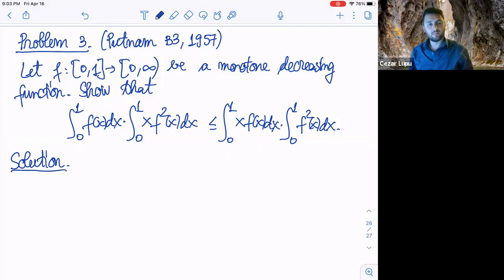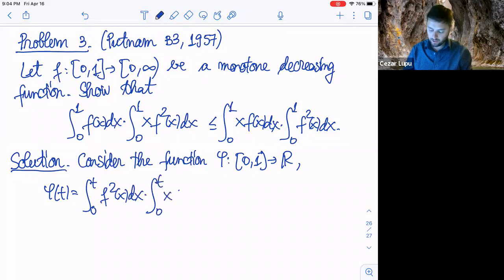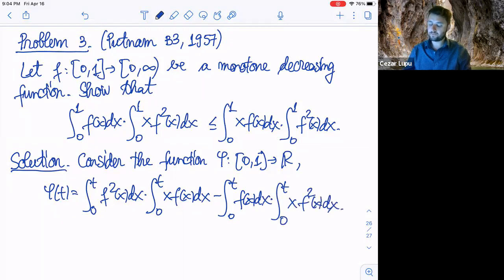As you can see, we have fixed bounds there, 0 and 1. So maybe we should keep one of them variable. So instead of 1 there, maybe we should consider some kind of a variable t. So now we're going to consider the following function. Let's say phi. We'll define this on 0, 1, and this will be a real valued function. Phi of t will be the integral from 0 to t of f squared of x dx times the integral from 0 to t of x f of x dx, minus the integral from 0 to t of f of x dx times the integral from 0 to t of x f squared of x dx. All right, great. So this is my function.